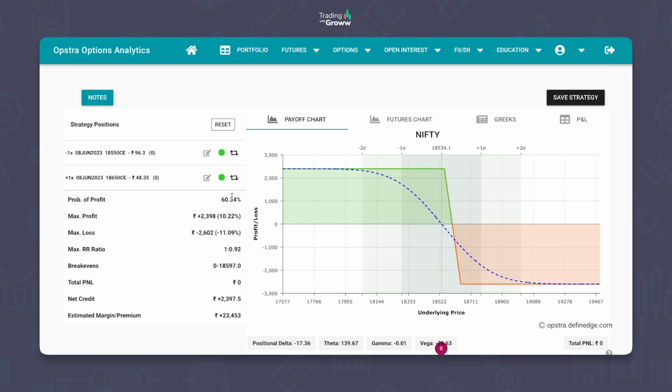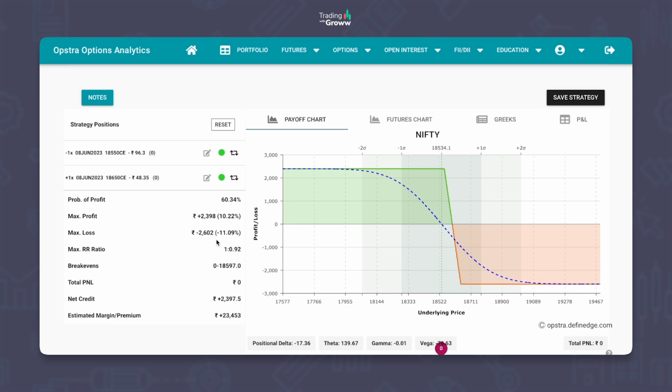And even the probability of profit, earlier it was 67%, now it is 60%. So we have lost only 7% in the overall probability of profit, but you still have a very good 60% chance of making money in this trade, as long as Nifty trades in this below zone. As long as Nifty trades below 18,600 levels, you will make money. And if your view goes wrong and the market continues to move up, your maximum loss is still not going to cross more than 2,600 rupees. So this is what hedging is.